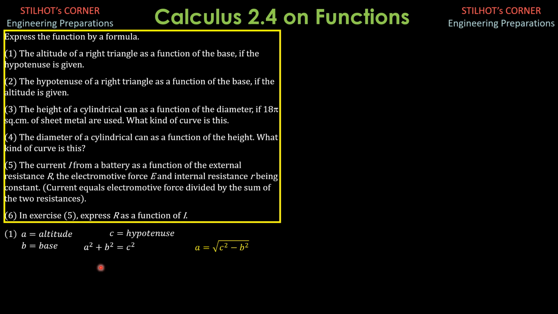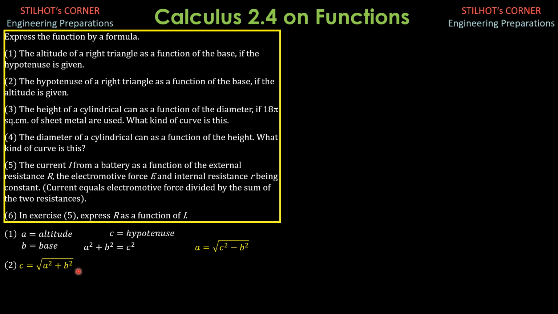Then the hypotenuse as a function of the base. So we can write this immediately because of this. So c is square root of a square plus b square. And this time a is constant or given. So b is the variable in this case.